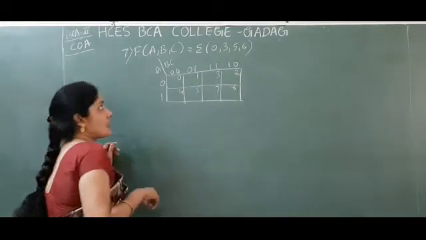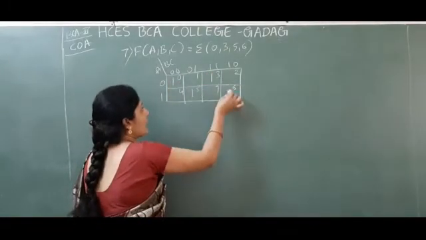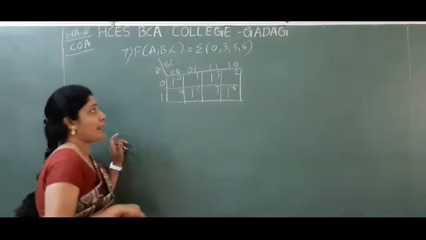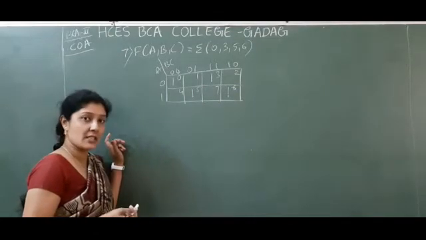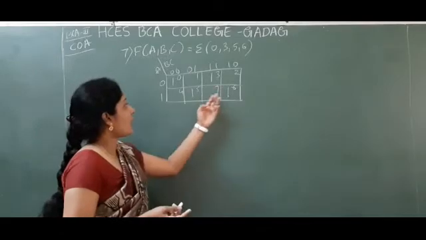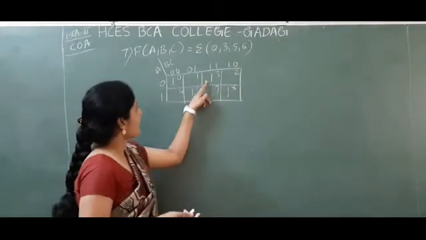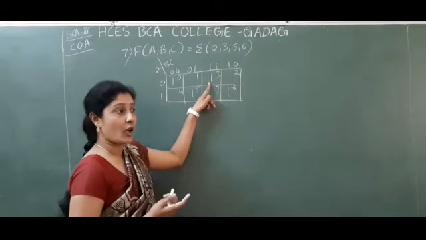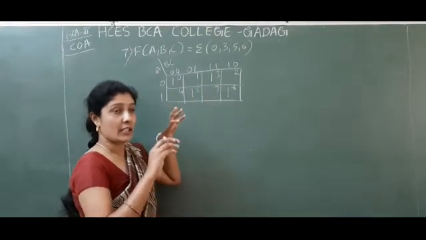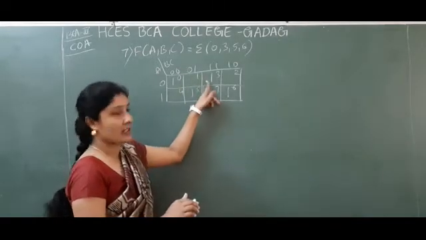Okay, now 0, 3, 5, 6. Now this is not so easy because we cannot pair them. See, this cannot be paired with this because they are not adjacent to each other, or they are situated at the terminal of the cable. So we cannot pair these two.